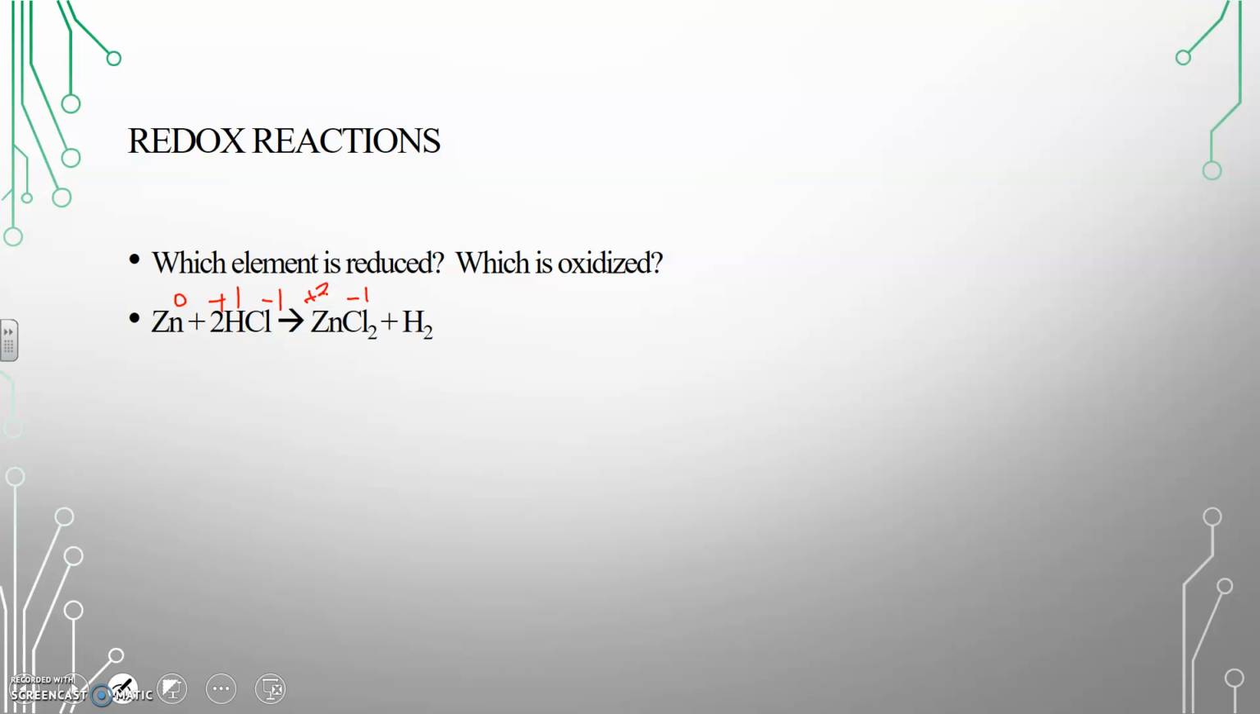Now the hydrogen, it's 1 element. So even though there are 2 hydrogens, the charge is 0. Okay, all right, so now we look. Zinc has changed charge, and our hydrogen has changed charge. So our zinc got more positive, right? So it lost electrons. It lost those negative charges. So zinc lost electrons. LEO loses electrons, oxidized. So this one, zinc is oxidized.